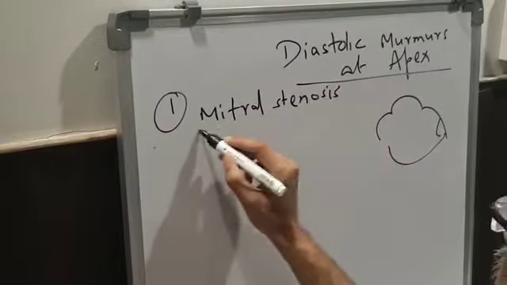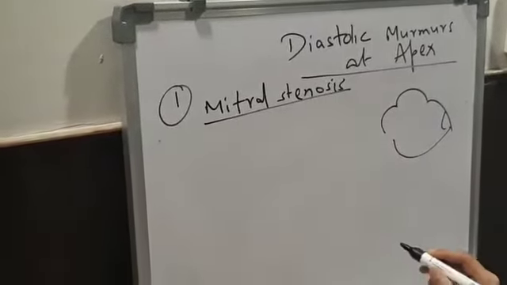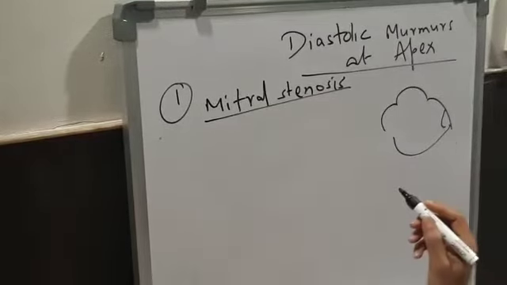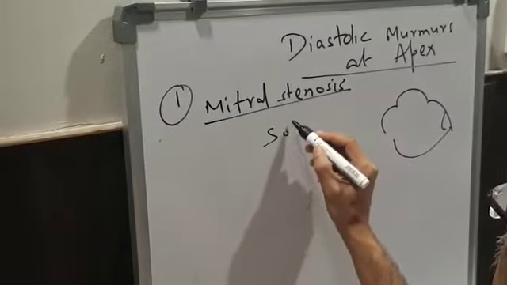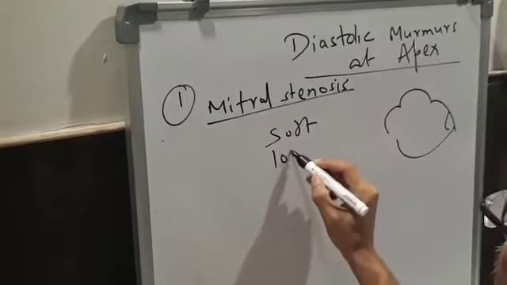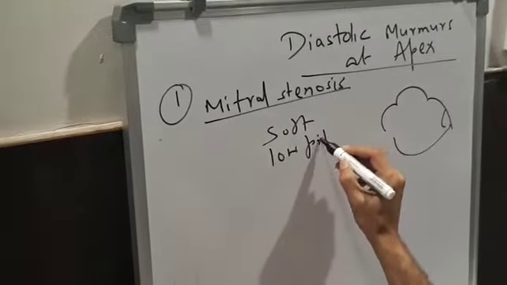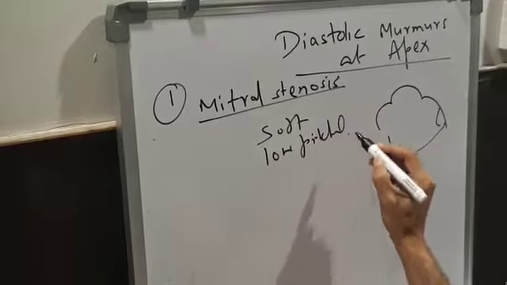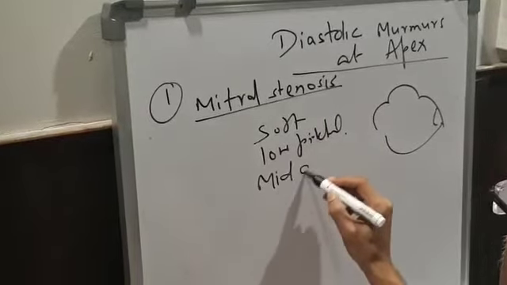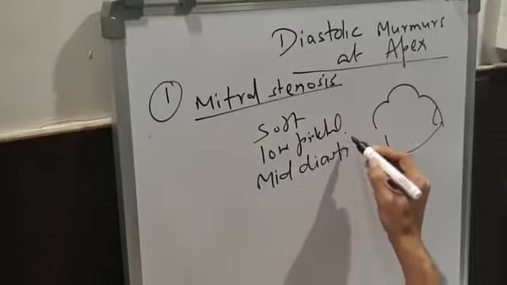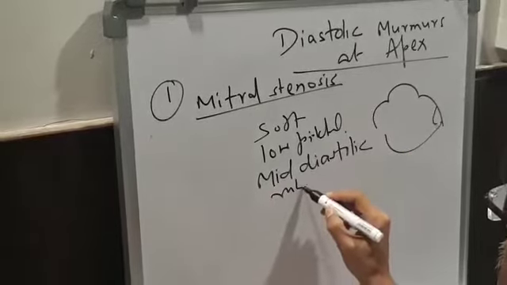Mitral stenosis. So we all know that the characteristic murmur of mitral stenosis is a soft, low pitched, mid diastolic, rumbling murmur.